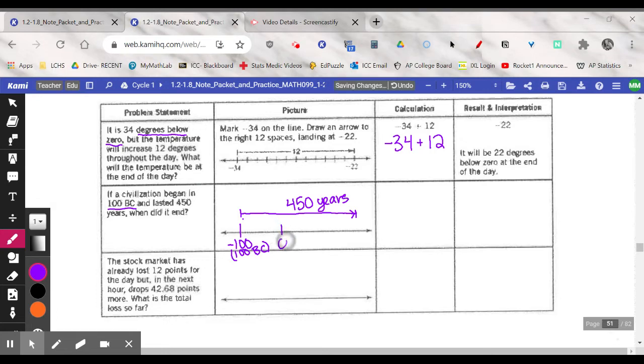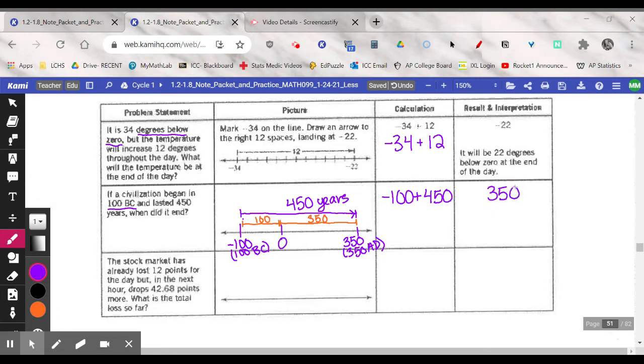So I'm going to think of where that takes me for the year 0. If I think of the distance between negative 100 and 0, that's 100. And I still have more years left to go. I still have to go 350 years. So that means that I'm going to end at 350 in the positive, which would be 350 AD. So looking at our calculation, we took negative 100 and added 450. Our final result was that we got 350.